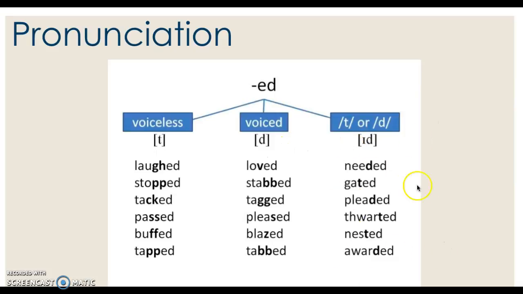But here, since they finish with a T or a D, we say needed, gated, pleaded, thwarted, nested, and awarded. Only with verbs that finish with a T or a D. Remember that, guys. It's important.